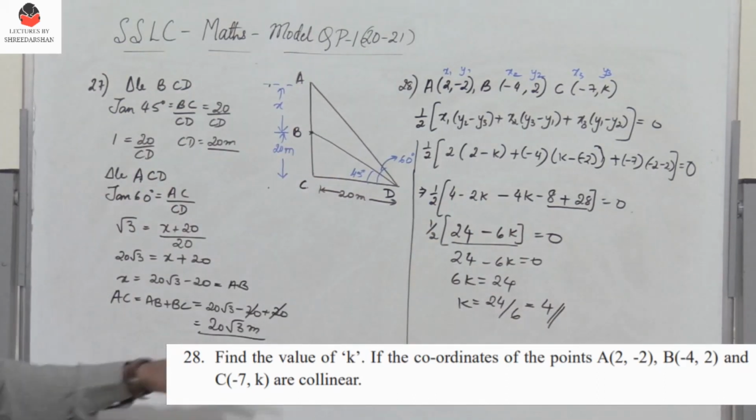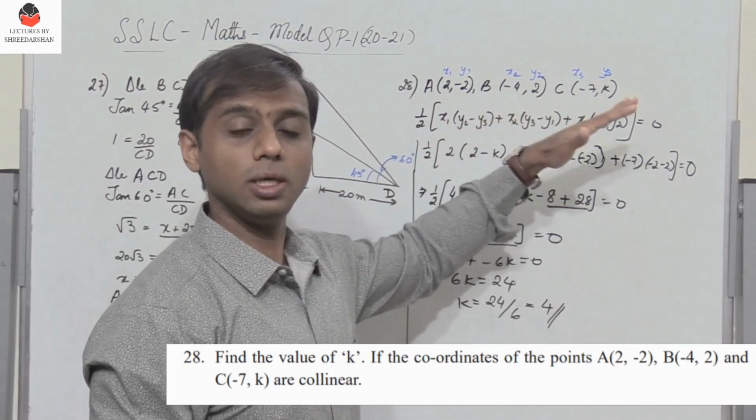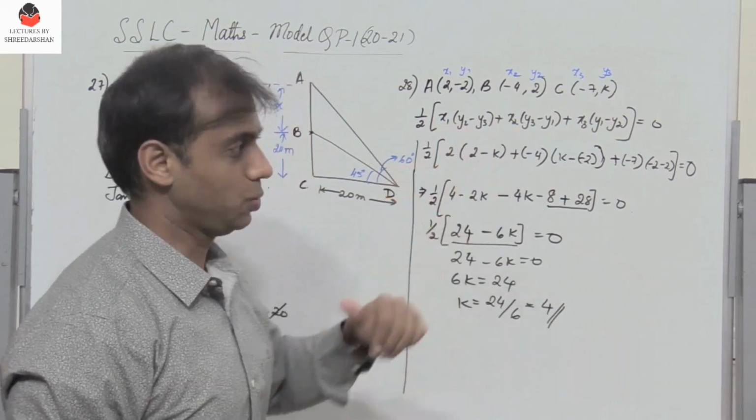Right? So when the value of k is equal to 4, we find that all these 3 points A, B, C would be collinear, and therefore the area of the triangle would be equal to 0.